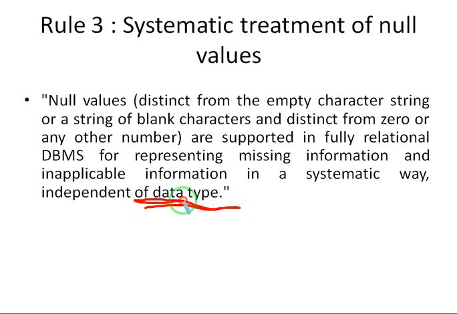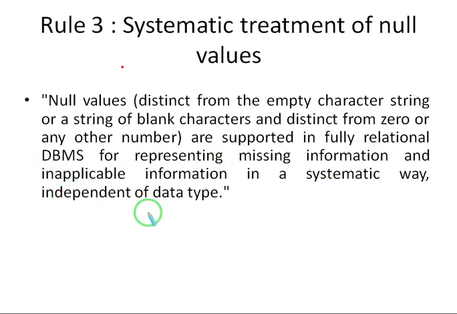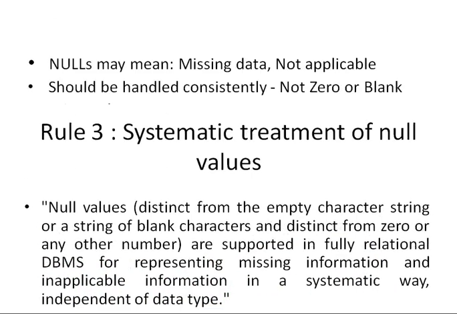There is no data type for the null value. So from this rule number 3, we have understood the concept of null value. Null value is used for representing missing information and inapplicable information, and null values are independent of the data type. Okay, so this is a systematic treatment of null value in a relational data model.